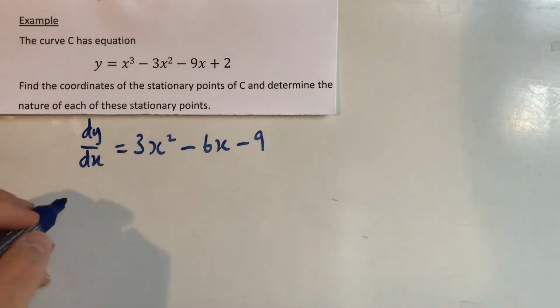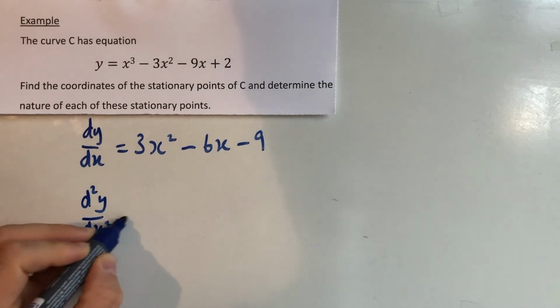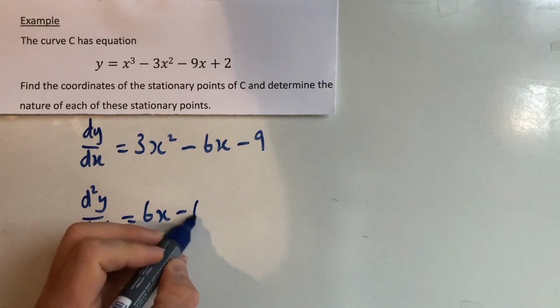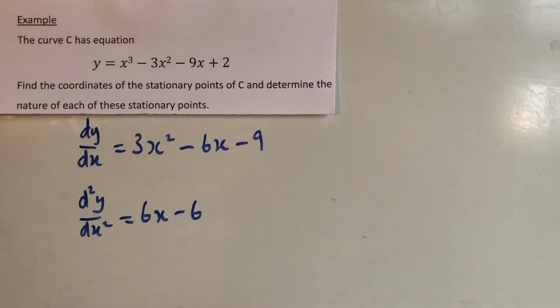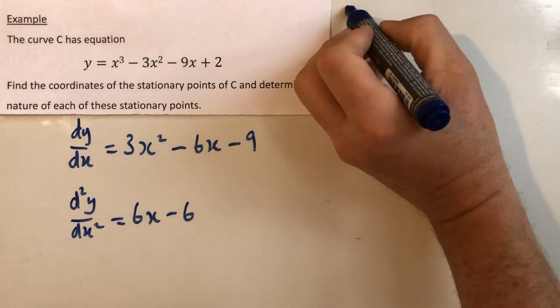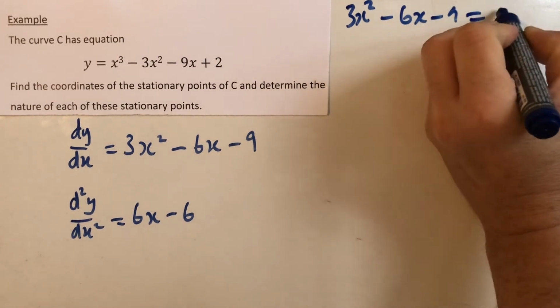Whilst we're at it, we may as well do the second derivative because we know we're going to have to use that at some point. Differentiation of that is 6x. Differentiation of that is minus 6. So, to find the stationary points, we need to put that equal to 0. We need to do 3x squared minus 6x minus 9 equal to 0.